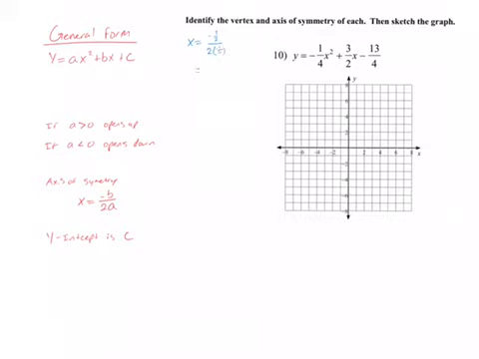Well, it's going to be negative 3/2 divided by negative 1/2. That's the same thing as negative 3/2 multiplied by 2 over negative 1. Those reduce, and it just gives me 3. So I have x is equal to 3. This is my axis of symmetry.